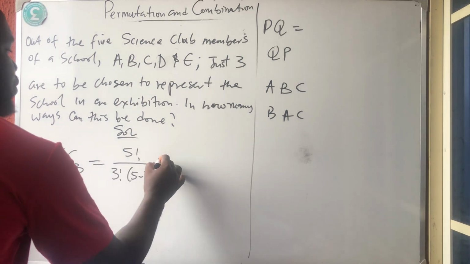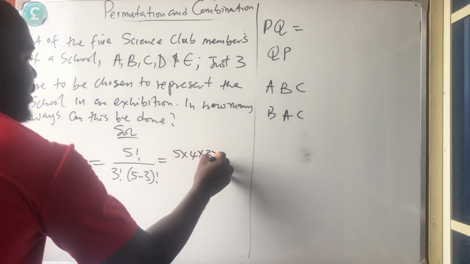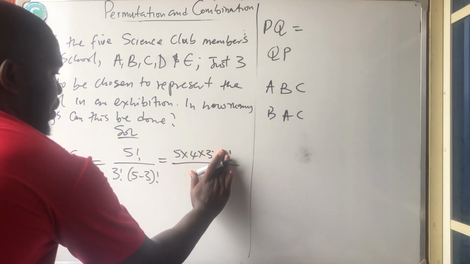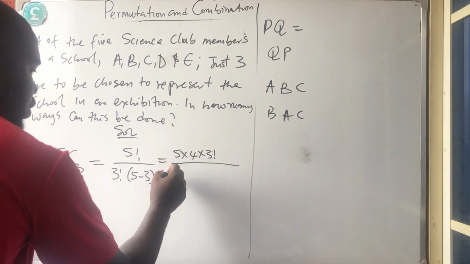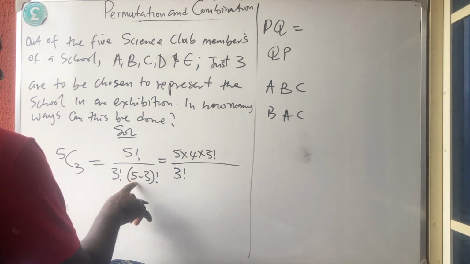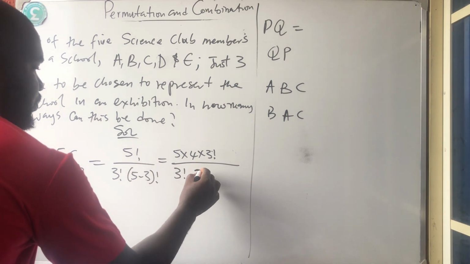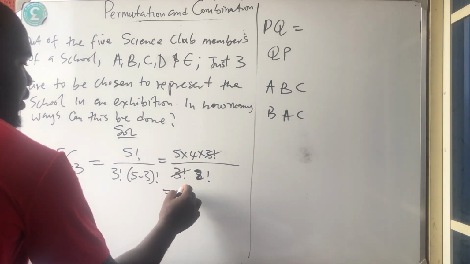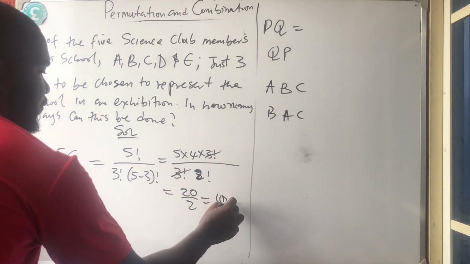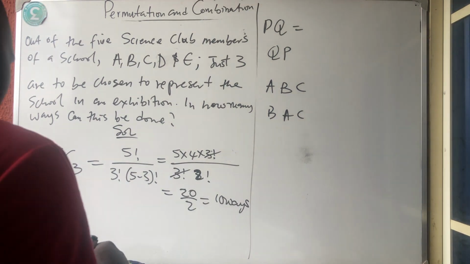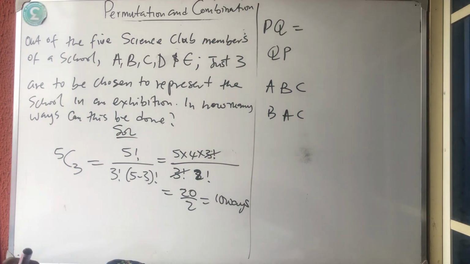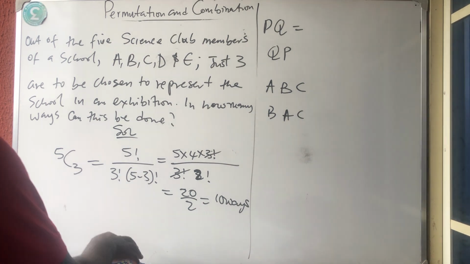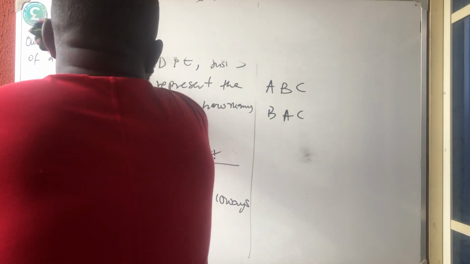That is combination for you, which is 5 times 4 times 3 factorial all over 3 factorial, then 5 minus 3 is 2 factorial. So 3 factorial takes care of 3 factorial, and 2 times 1 is 2. So I'm having 20 divided by 2, which is 10 different ways. So 10 different ways of selecting it. Okay, as simple as that. So now let's go into the major business, which is permutation and combination. Let's take them one after the other.